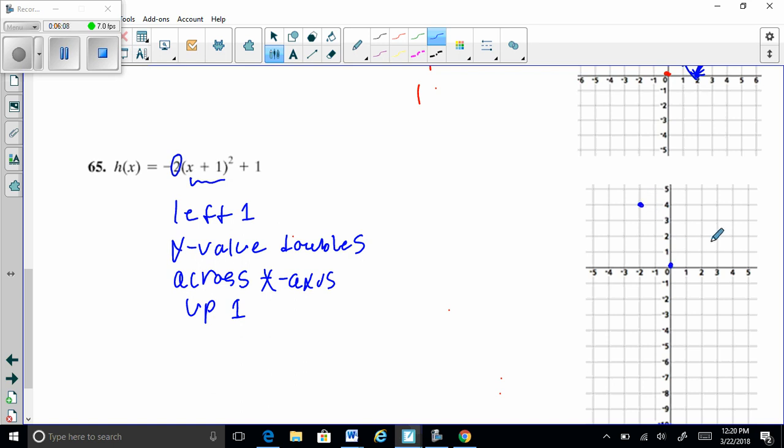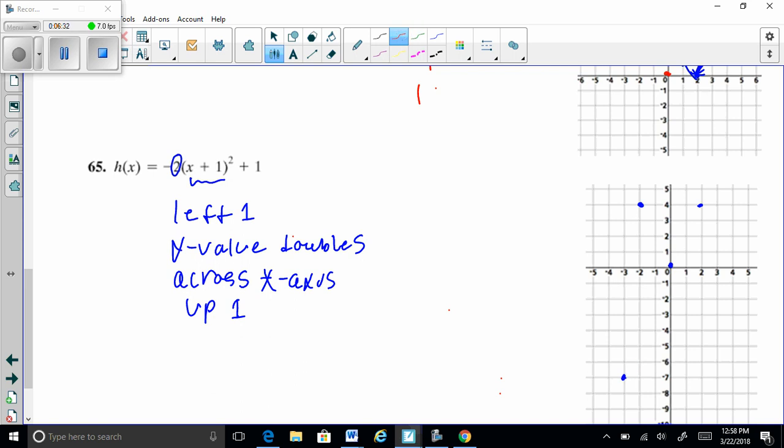That's what we're doing, we're just putting the original points for x squared. So here we go. We're going to go left 1. Then y doubles all the way up to 8, but then when you flip across the x-axis, you actually end up at -8. And then we end up going up 1 unit. So we end up right there.